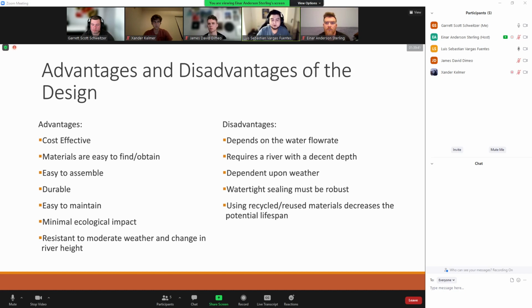As we observed on the previous slide, the system requires a certain depth so it can fit in the river, and a certain flow rate so it has enough power to rotate.